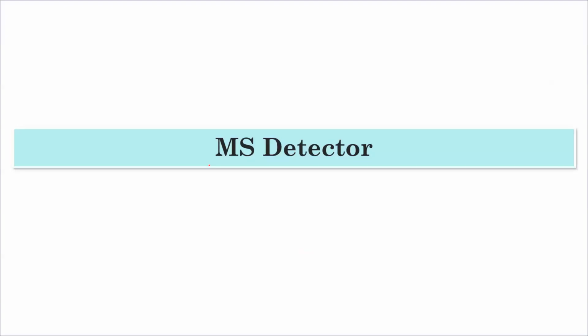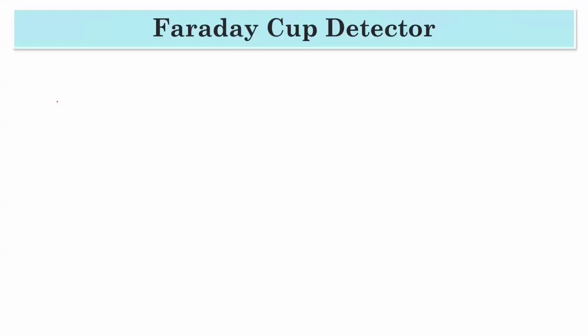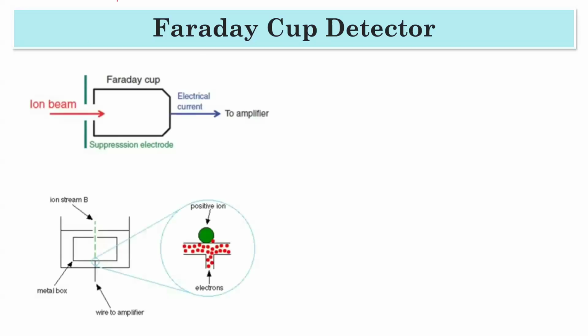Okay, so let's move to the mass detector. There are, I think, three or four famous ones, so let's go through each of them. First there is the Faraday cup detector. So what's happening? You have some ion beams, and the Faraday cup is just a cup-shaped surface, and your ion beam will hit on the surface.